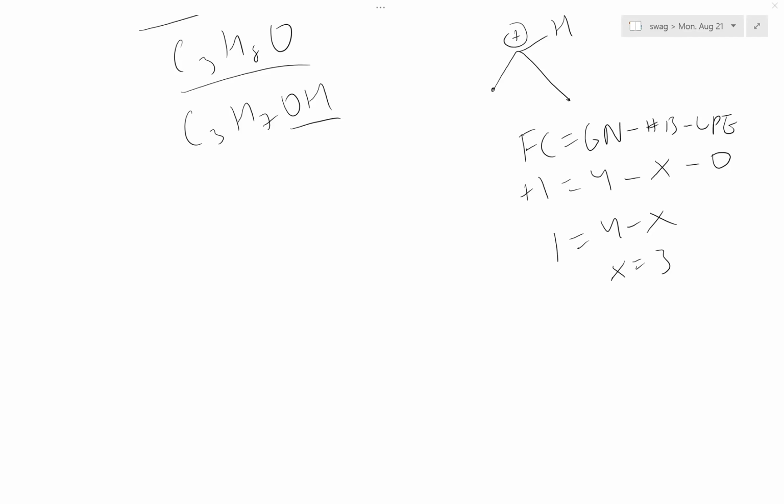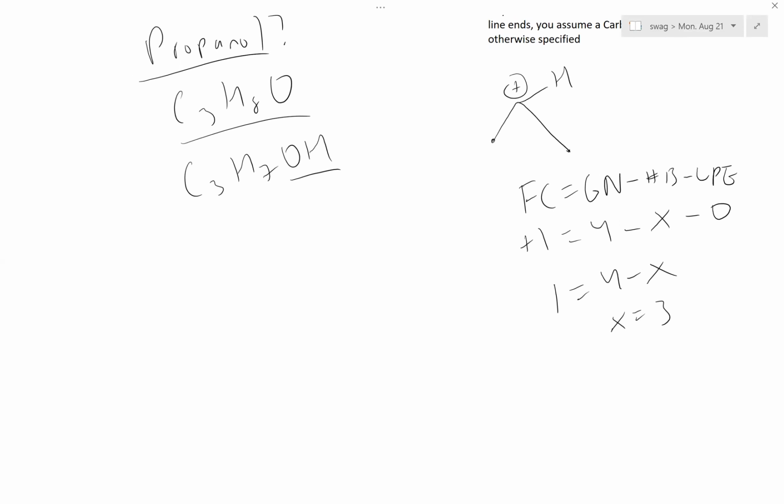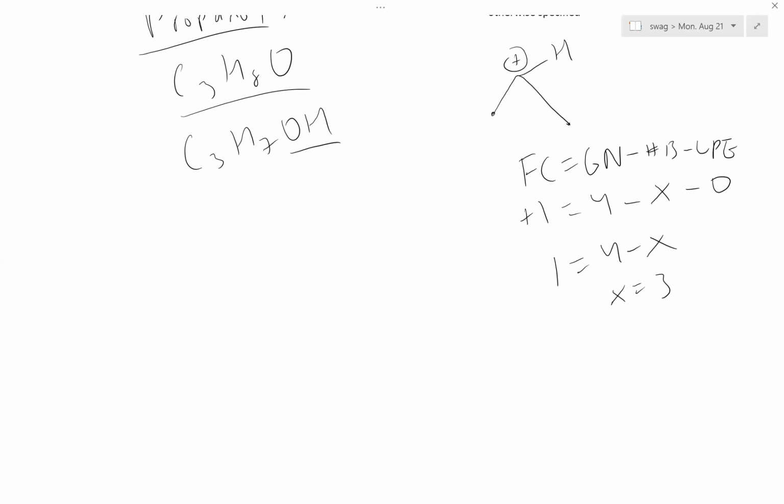But yeah, let's do a couple more examples. This time we'll let someone volunteer. So let's just, this might be too easy. I'll do this example with propanol, and then I'll give another example.